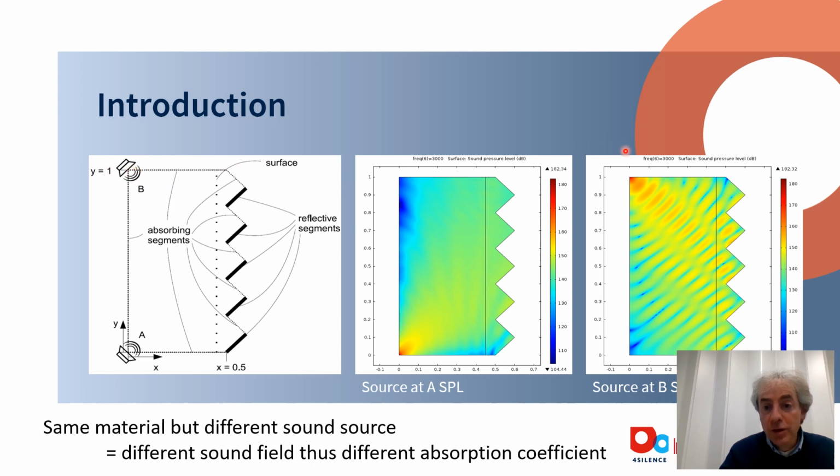However, if you put the sound source on the top corner, the sound rays reflect onto these reflective segments and bounce back to the sound source. Meaning that if you see this louver door as a single absorber, then the sound absorption coefficient depends on the sound field. If the angle of incidence is about 45 degrees, then sound is going through, and if it's minus 5 degrees, sound is reflecting back. So it's the same material, but we have a different sound source. So that means a different sound field and a different absorption coefficient.